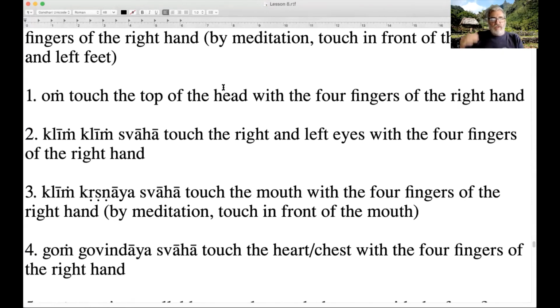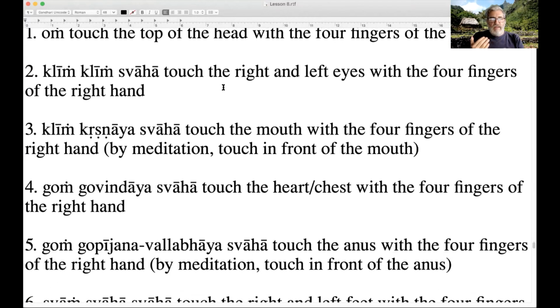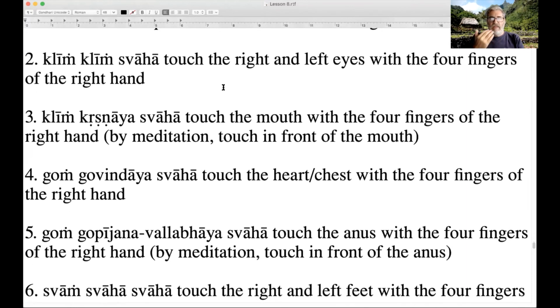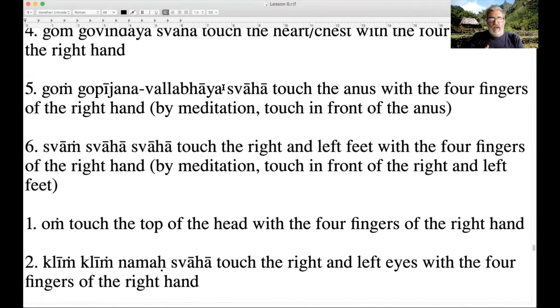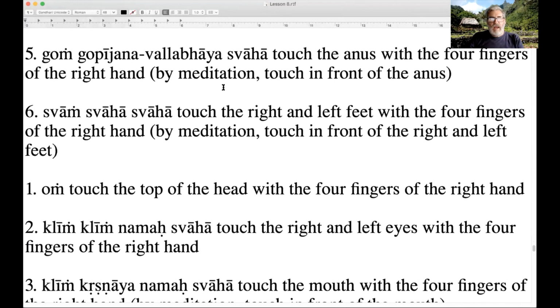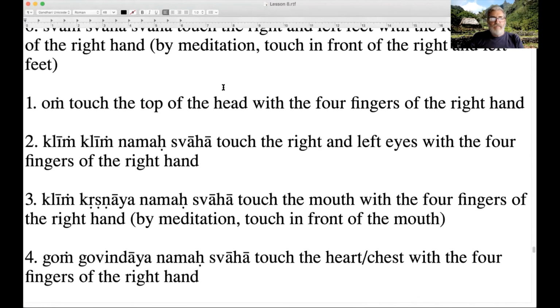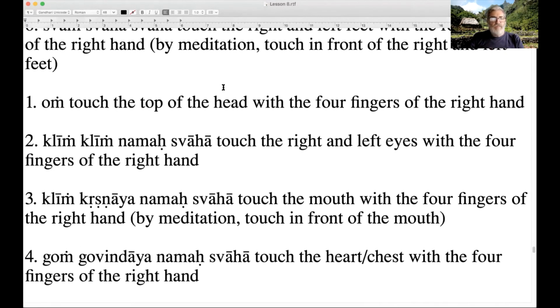Om, touch the top of the head with the 4 fingers of the right hand. Klim Swaha, touch the right and the left eyes with the 4 fingers of the right hand. Klim Krishnaya Swaha, touch the mouth with the 4 fingers of the right hand, or of course by meditation. Gom Govindaya Swaha, touch the heart or chest with the 4 fingers of the right hand. Gom Gopijana Vallabhaya Swaha, touch the anus again by meditation with the 4 fingers of the right hand. Swam Swaha, touch the right and left feet, first right then left, with the 4 fingers of the right hand. Now again, we have continued.